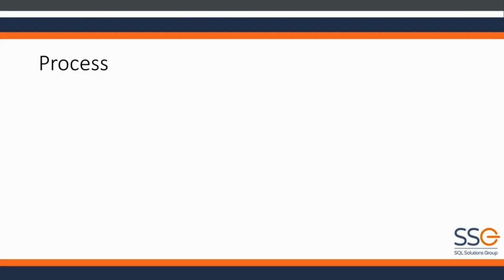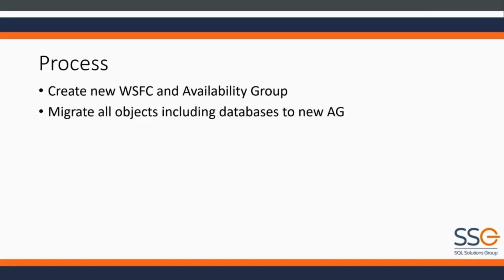Let's talk about the process, and then we'll jump into the demos and see what this looks like. We're going to create our new Windows cluster with our new servers. We're going to create our availability group, and then we're going to do a migration. We're going to migrate all of our objects that we talked about a few slides ago, including our databases, to the new AG.